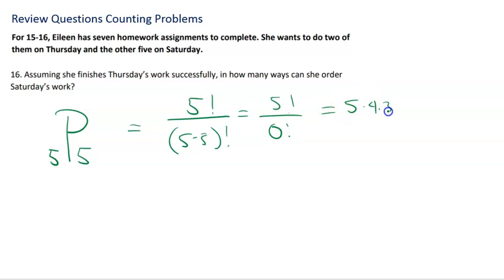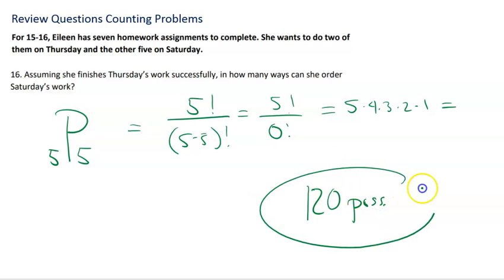So essentially, it's just 5 times 4 times 3 times 2 times 1. And that gives us, let me get my calculator and I'll tell you, 120 possibilities. And again, my zeros are always looking a little bit 6-ish. There we go. 120 possibilities for 5 choose 5. And we're doing all 5 of them. So really that's just arranging or reordering the assignments.